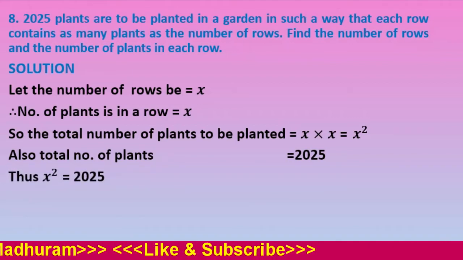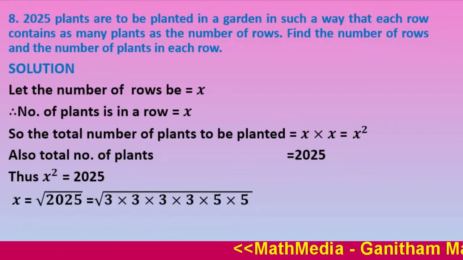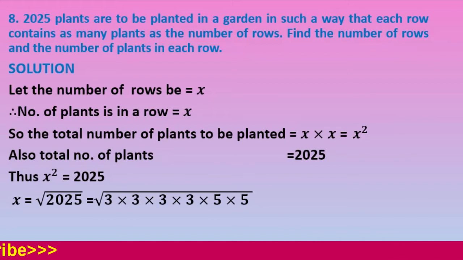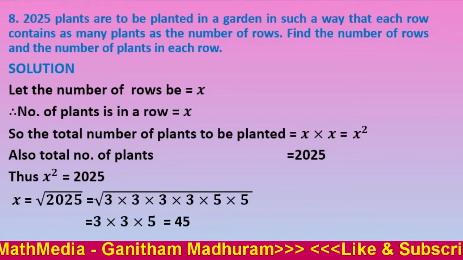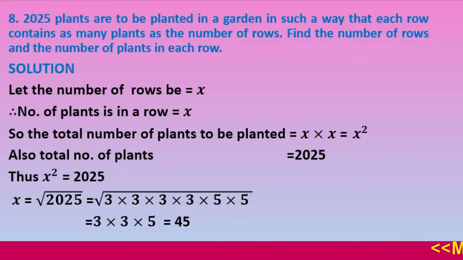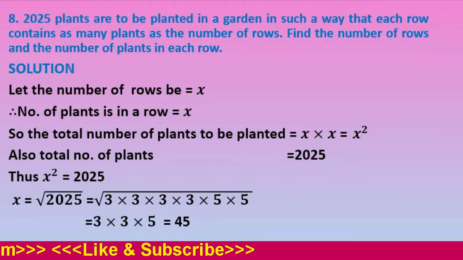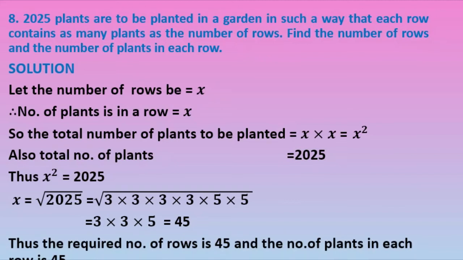Hence we can write x square equal to 2025 or x equal to the square root of 2025. You can do the prime factorization. We get 3 into 3 into 3 into 3 into 5 into 5. While taking the square root, we get 45. That means the required number of rows is 45 and the number of plants in each row is also 45.